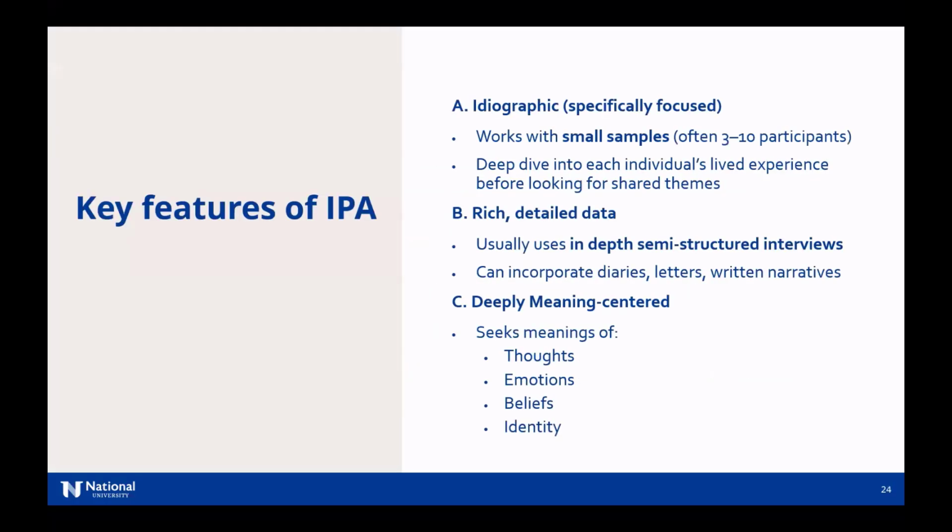The key features of IPA are threefold. A, idiographic, which means it's specifically focused. We work with small samples and we dive deeply into each individual's lived experience before looking for the shared or common themes of that experience. B, we look for rich, detailed data, which we get through in-depth, semi-structured interviews. The interviews are much more in-depth than, for example, a case study interview. And we can also incorporate diaries, letters, and other written narratives to corroborate or triangulate the information we get from the semi-structured, in-depth interviews.